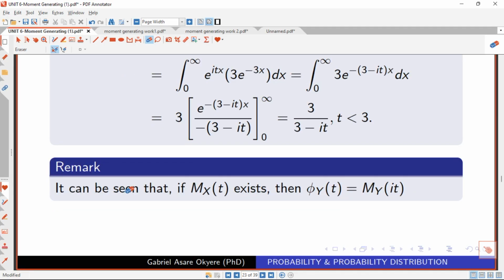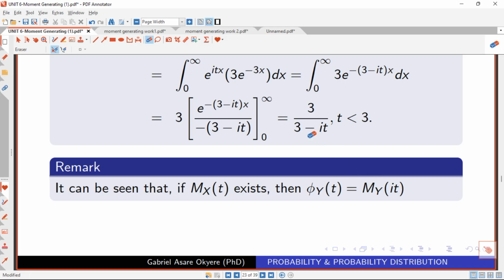That is the example for you. So here it can be seen that if our moment generating function of x exists, then our characteristics function is equal to the moment generating function if we substitute in it. So if you have a certain function and you are asked to calculate the moment generating function, and that moment generating function for that random variable exists, then if you are asked to calculate the characteristics function, all that we are trying to tell you is to just replace t with it.